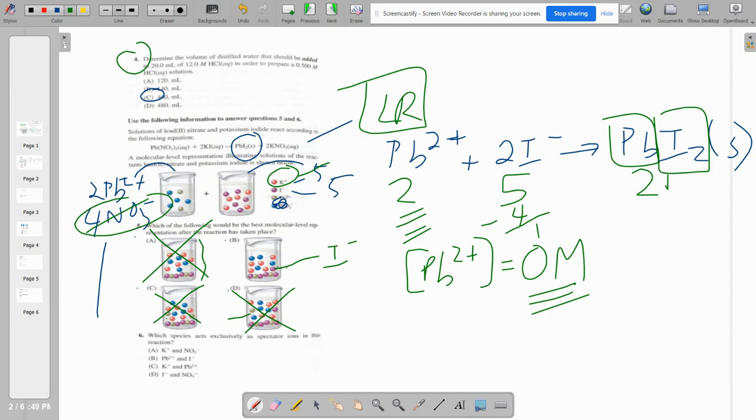Okay, the spectators didn't change. And then you've got your 2 leads down here locked in the precipitate. You've got your 4 iodides locked in the precipitate. Everything else looks great. So that was a really great question to make sure that you can visualize these solutions.